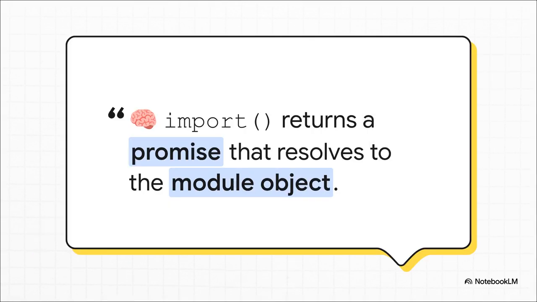So how does this magic actually work under the hood? Well, the key thing to understand is that when you call import, it doesn't just give you the code right away. Instead, it gives you back a promise. And if you've worked with async JS, you know a promise is just a placeholder for something that will finish later. This is perfect. It means we can use our favorite async and await syntax to pause and wait for the module to arrive before we try to use it.